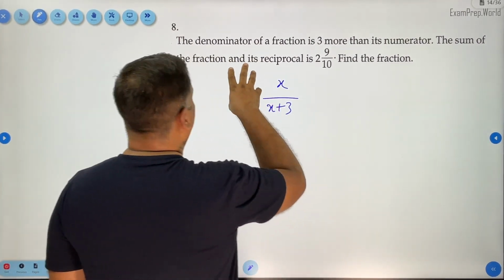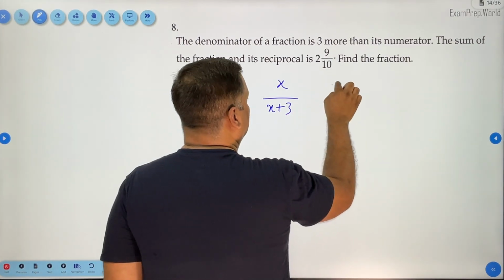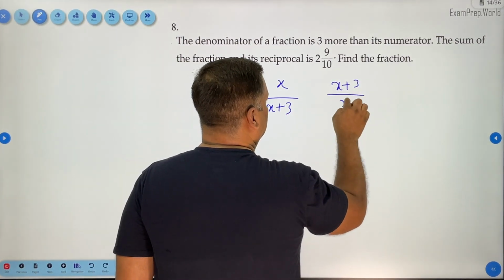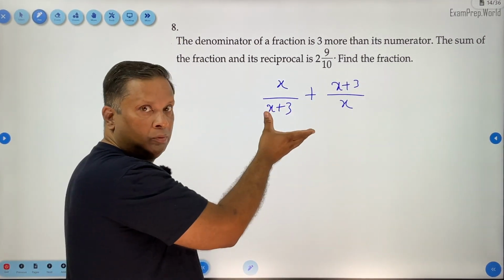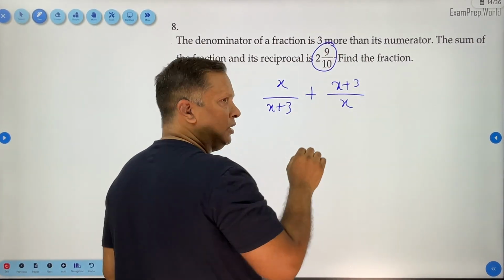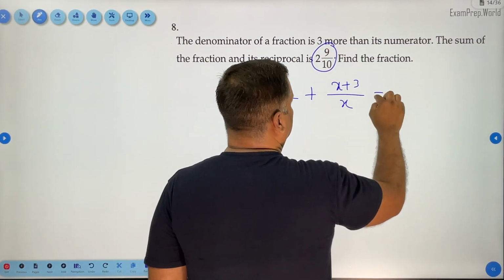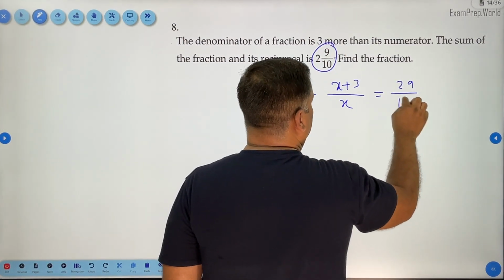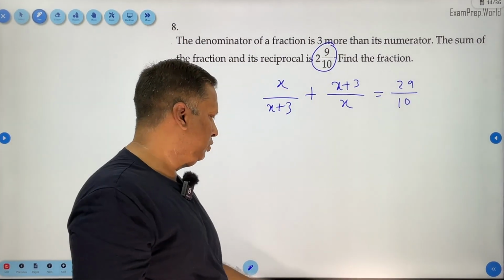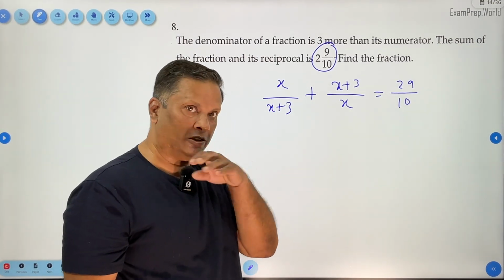The sum of the fraction and its reciprocal. What is the reciprocal of our fraction? Reverse of this, x plus 3 over x. The sum of these two is, so this is a mixed fraction, convert into improper. 10 times 2 is 20 plus 9, 29 over 10. Now we are left to solve this algebraic expression to get a quadratic, and then we will solve our quadratic.